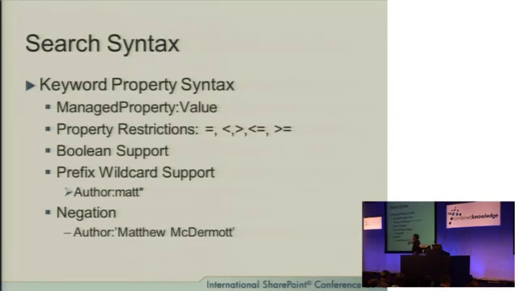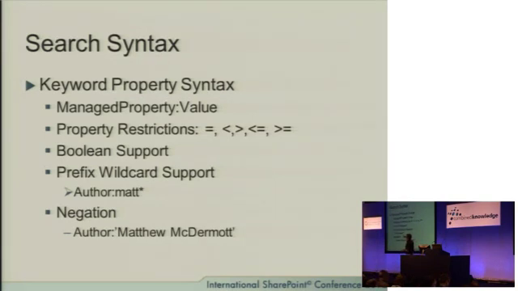There's Boolean support, so you can do ands and ors. Logically, everything on the search query is anded together. The only reason you would want to do an or is if you actually want to expand the scope of your query, because you would be looking for one thing or this other thing, which of course would add to your result set. We have prefix wildcard support.